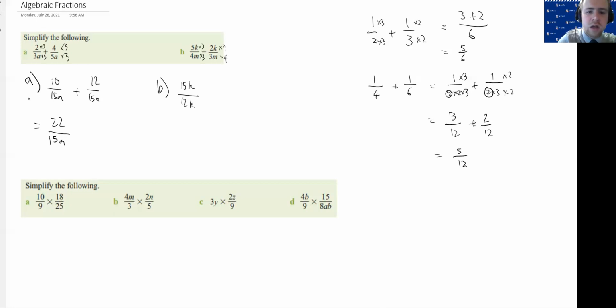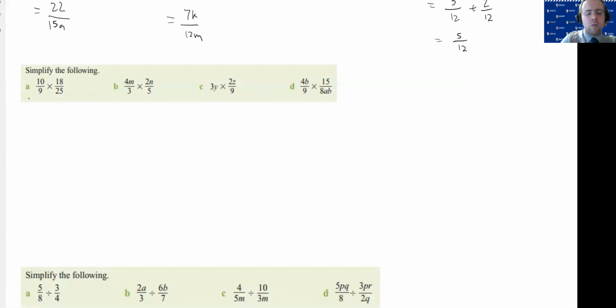So we end up with 15k over 12m, and then minus 8k over 12m. That's definitely an m just there. Okay, and so we end up with 15k minus 8k, which gives us 7k over 12m as our final answer.